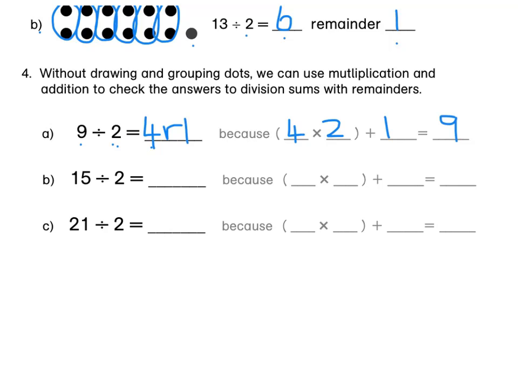What is the biggest number of times that 2 can fit into 15? The answer is 7. Because 7 times 2 is 14, but we still need to plus 1, so our remainder is 1 to get back to 15. What is the biggest number of times that 2 can fit into 21? The answer is 10, because 10 times 2 is 20, and 20 plus 1 is 21. So the remainder is 1, and you check, 10 times 2 is 20, plus 1 is 21.